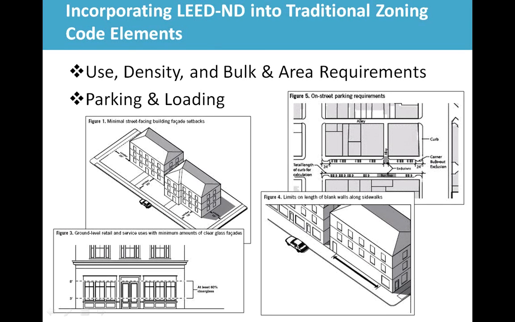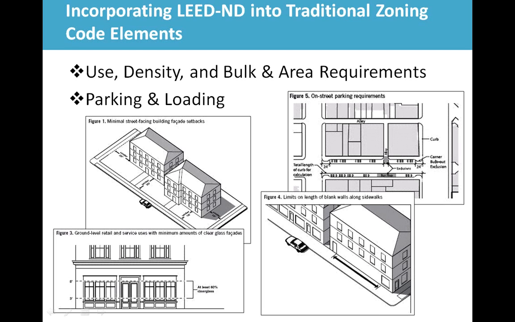So now I'm briefly going to present the manual's regulatory sections, beginning with the section on traditional zoning code elements. This section is organized by the zoning elements traditionally included in zoning codes throughout the country. These include use, density and bulk and area requirements, as well as parking and loading requirements.